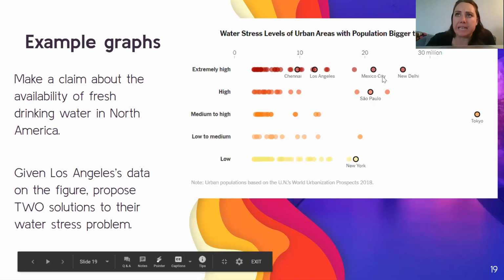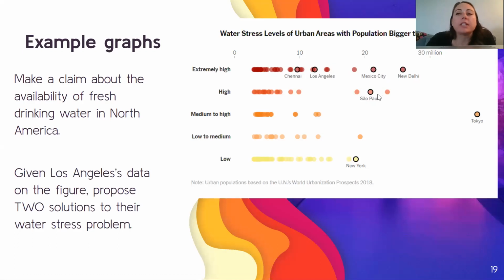Mexico City, yes. Sao Paulo, that's in Brazil. New York, yes. Los Angeles, yes. Chennai, that's in India. Okay, so we have 3 cities. Don't forget that Mexico City is still in North America. So make a claim about the availability of fresh water in North America.